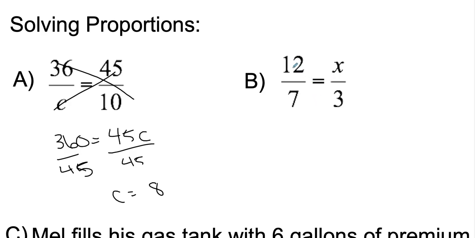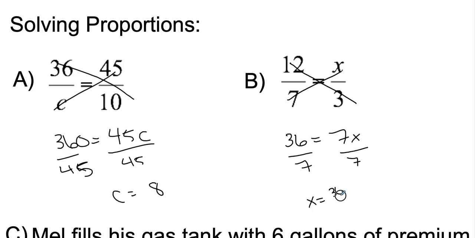So let's do this one. So 12 times 3, 12, 24, 36. 7 times x, 7x. And we divide those out. 36 sevenths, and that doesn't work out nice, so we can leave that as 36 sevenths, or you can write it as a decimal, which is about 5.1. Okay.